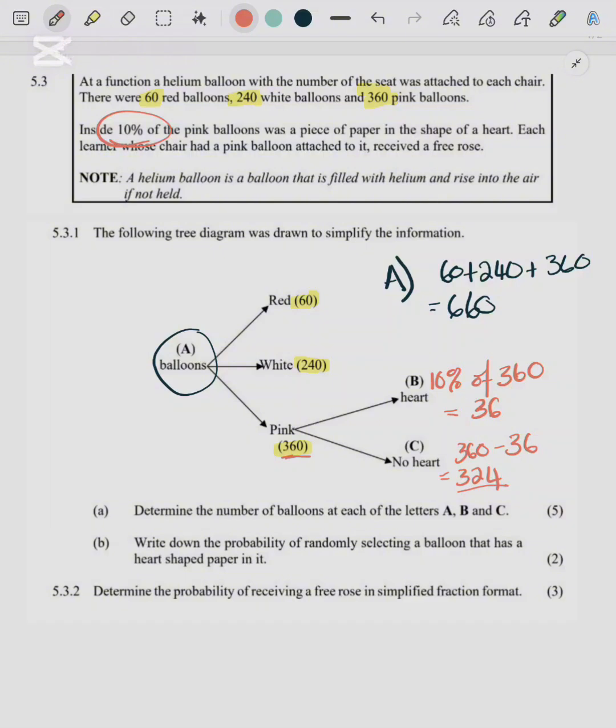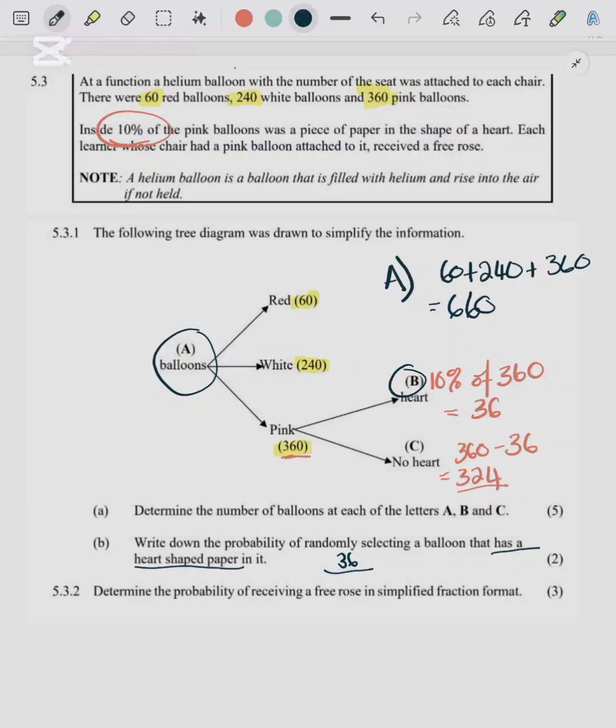Next, they say write down the probability of randomly selecting a balloon that has a heart-shaped paper in it. Well, when we do probability, it's always a fraction. And our fraction is the part we're concerned about. So in this case, we are concerned about the balloon that has a heart shape. And we know there's 36 of them, which was B, over the total that we're actually counting out of.